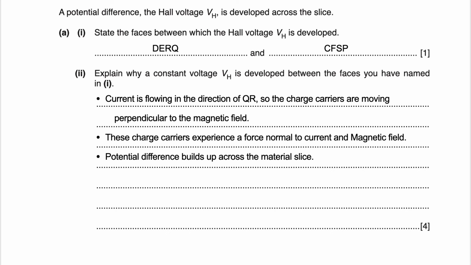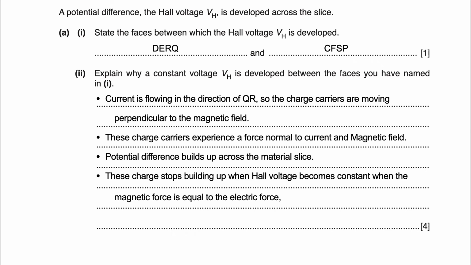Now, once the magnetic field is applied here, if that magnetic force is equal to the electric field force, then there will be no Hall voltage. That one point we can add. So we have 4 marks. Yep, let's move to the next page.